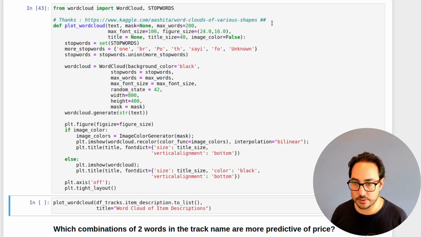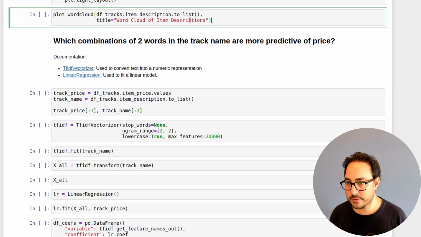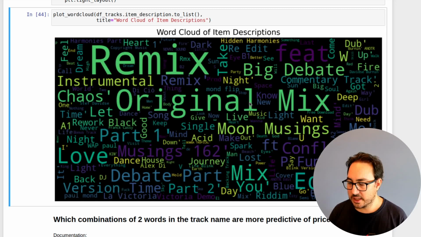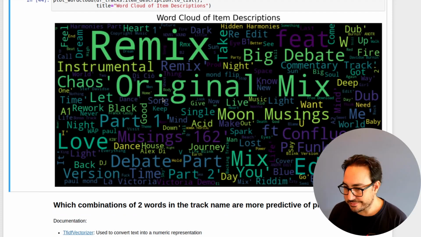Here I have some code in order to plot a word cloud. The idea was to get an idea of the text that's included in the words. So here I'm just running this, and what this shows me is basically a frequency table. So the larger the frequency, for example, remix, original, mix, the larger the word. And this is kind of interesting.